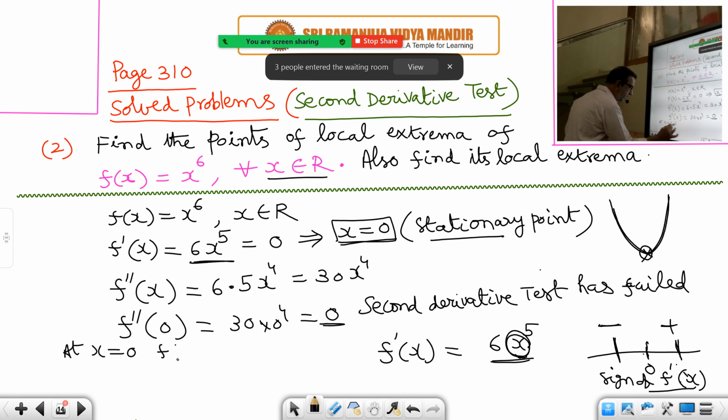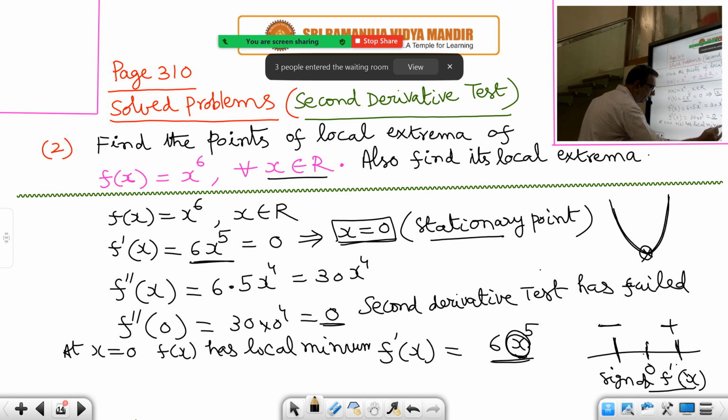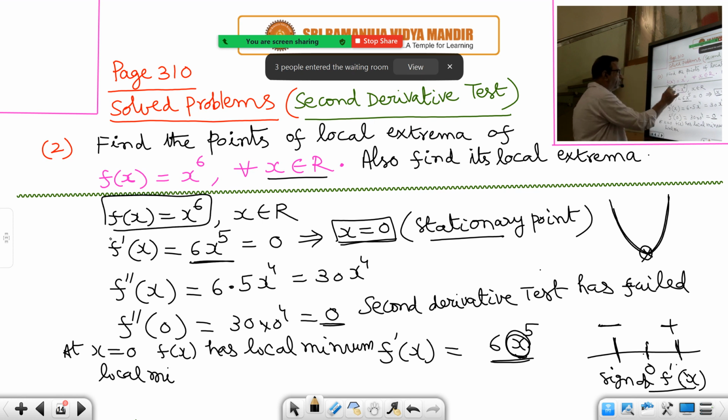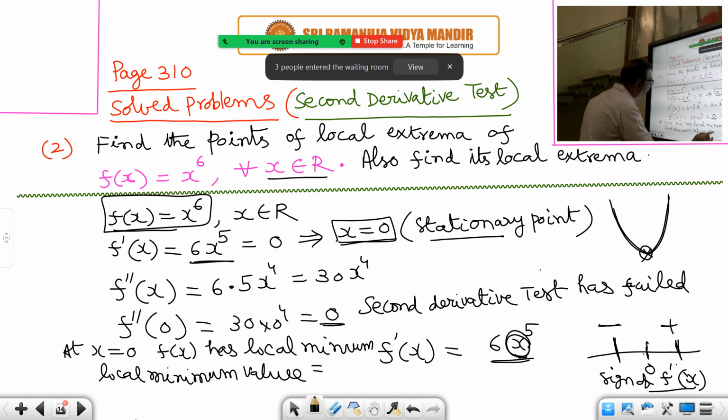Correct. So at x equal to 0, f of x has a local minimum. Here the second derivative test has failed. That is why we have used again the first derivative test. What is the local minimum value? Local minimum value means we have to put x equal to 0 in the original function. Local minimum value is f of 0, that is 0 power 6, 0.